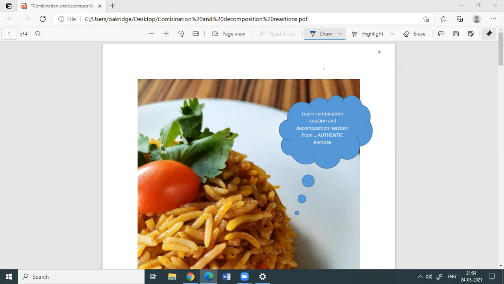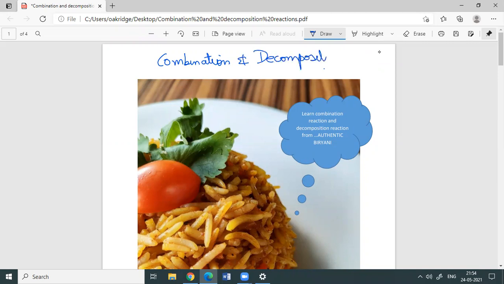So today we are going to learn the two main types of reactions, that is combination reaction and decomposition reaction.